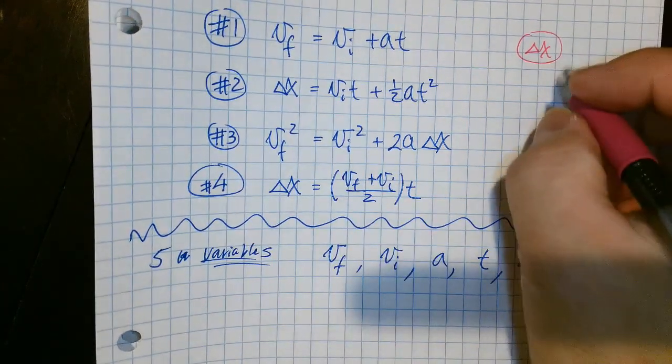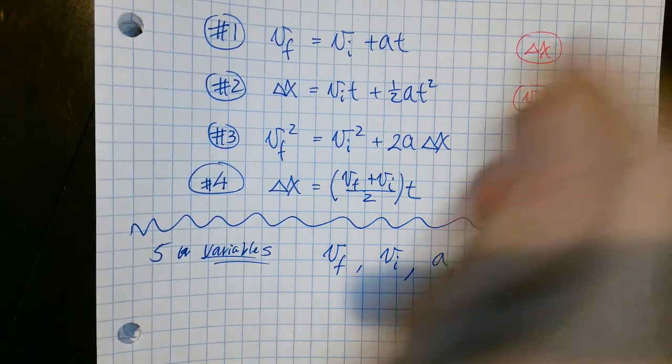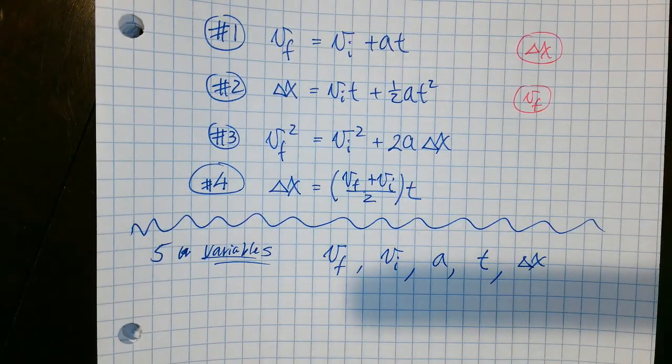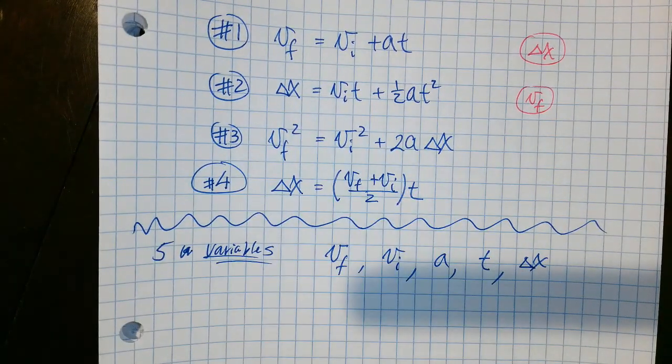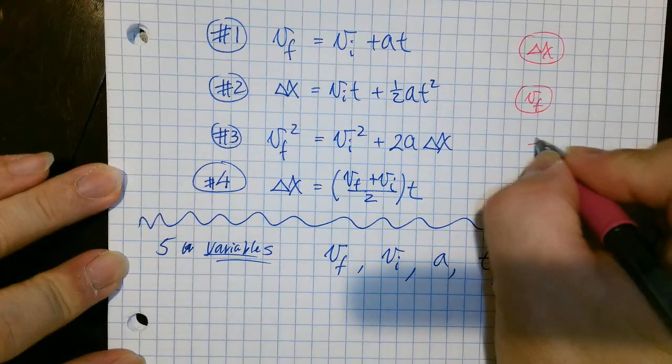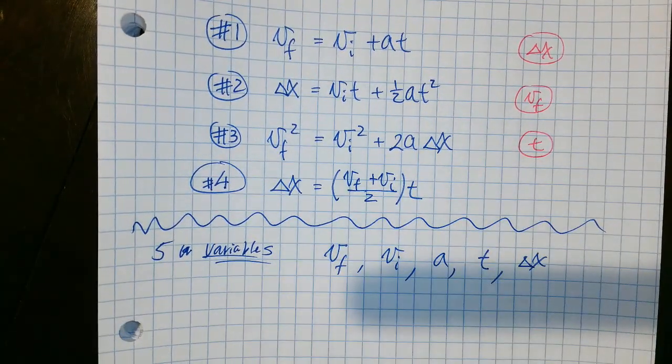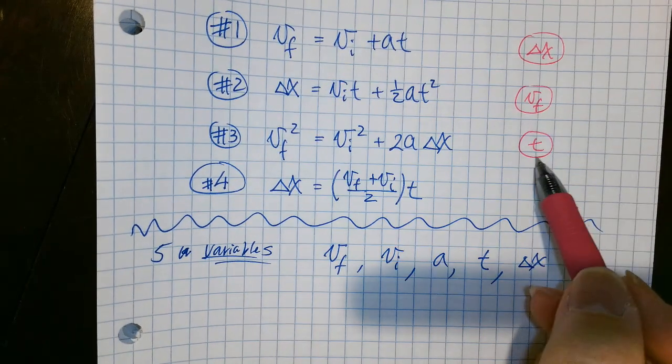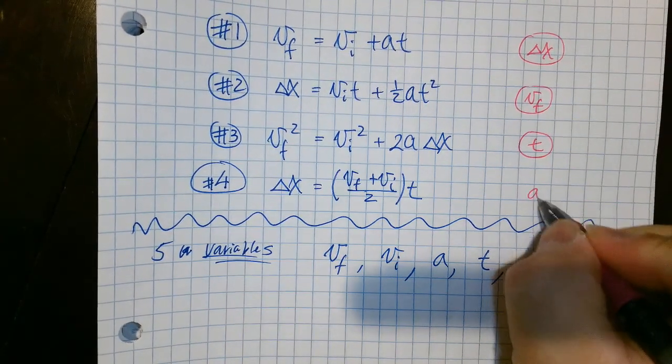For equation number 2, VF is missing. So if they don't tell you anything about your final velocity, use this. This equation 3, you're missing time. So when you don't have time, you use equation 3. That does not mean you use equation 3 when you're running out of time at the end of the period while you're taking the test. That's a different thing, right? When you don't have time versus when you're running out of time are 2 different things, right? In the fourth equation, you're missing the acceleration.